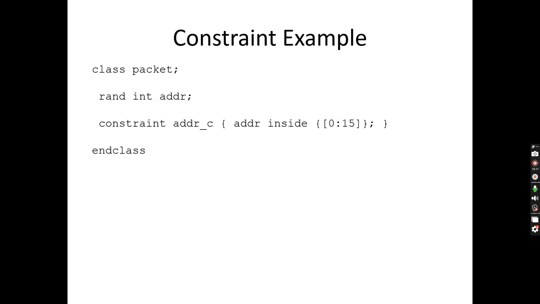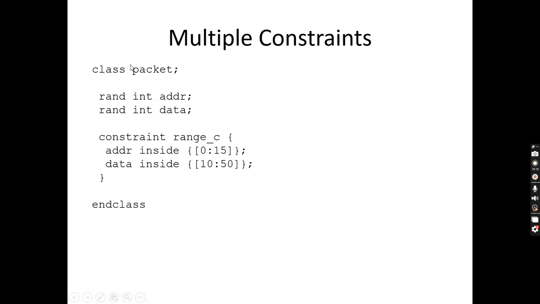I will show the output also. Going to the next, multiple constraints can also be written. See, there are two properties here, and for the two properties I am writing the constraints. For address, I am making it generate between 0 to 15, and data should be generated between 10 to 50. If I randomize, address will be allocated some random value in the range 0 to 15, and data will be generated between 10 to 50 only. That's how this works.